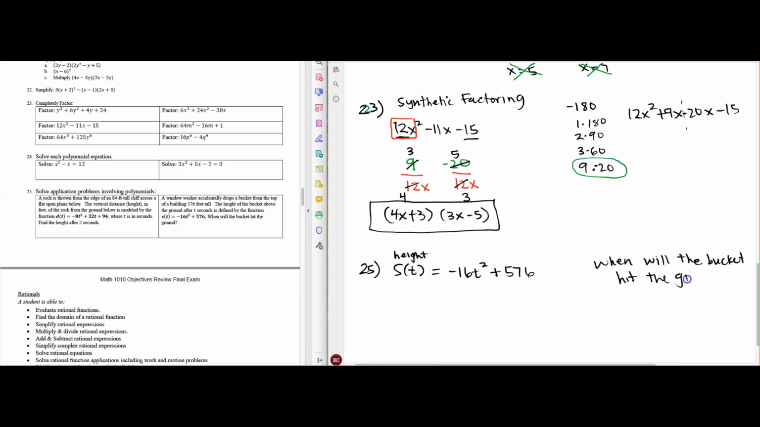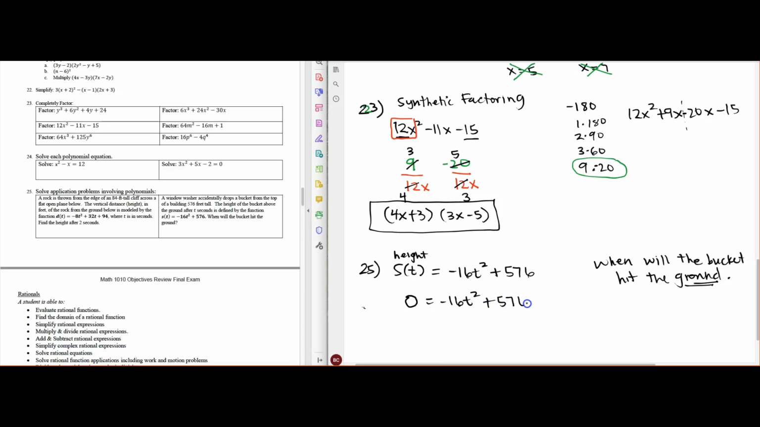Okay, so when it says something like that, when will it hit the ground, right? What do we need to remember? What is that telling us that we need to do? You need to equal it to 0. Yeah, so it's saying when is our height going to be 0? So I need to put 0 here and then solve this.